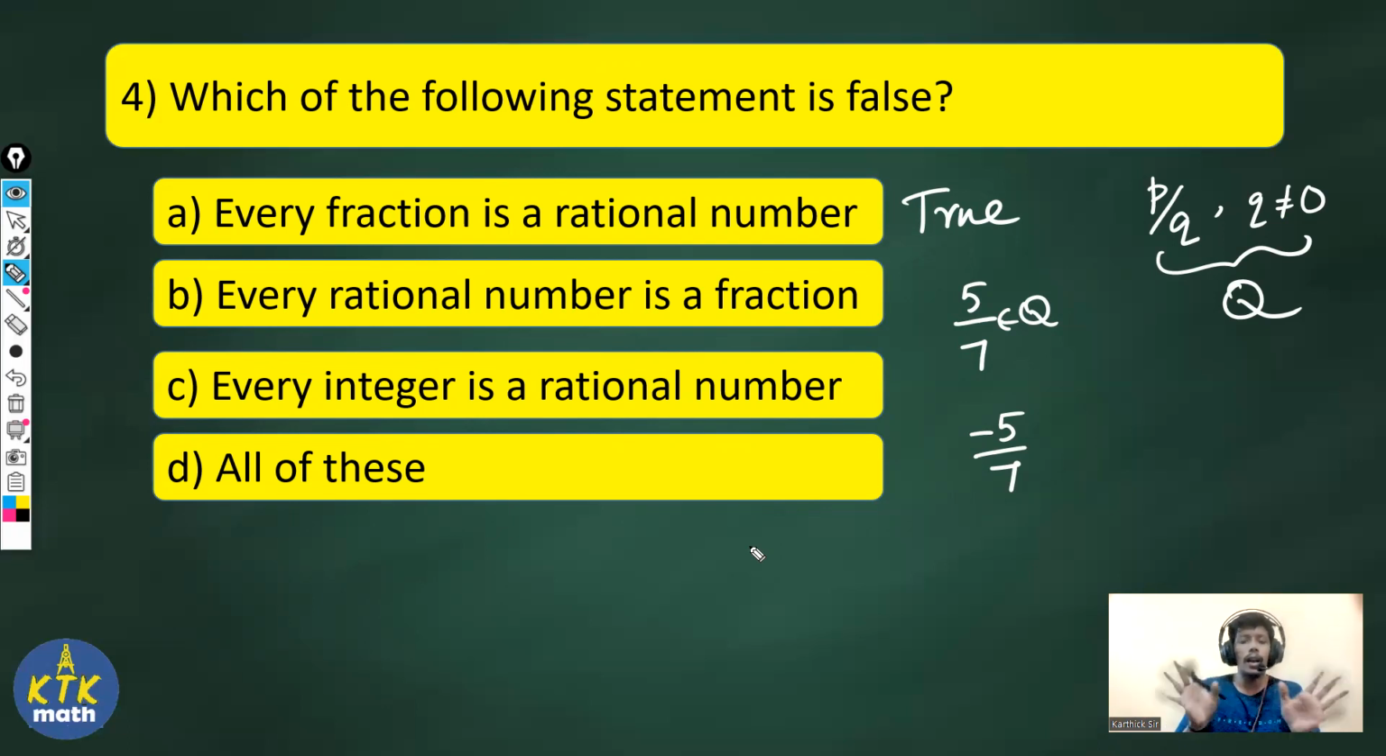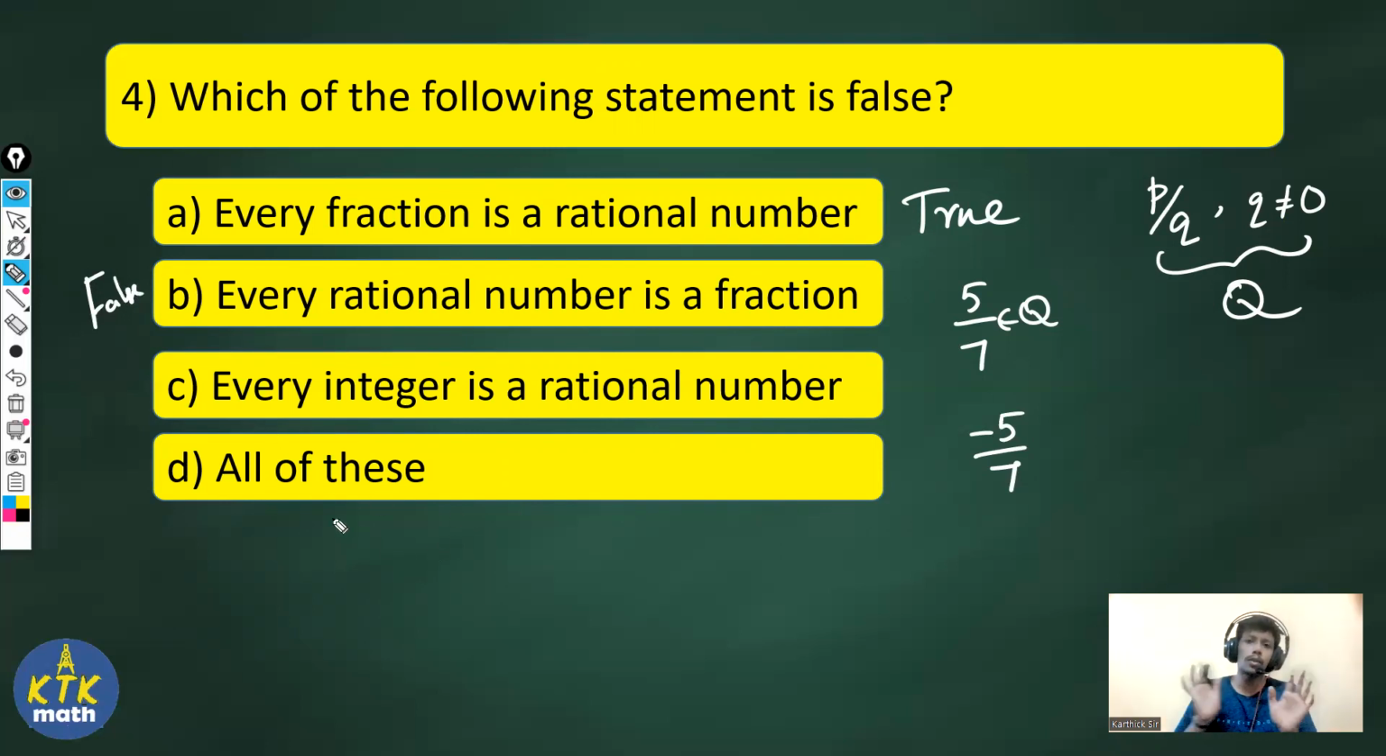So the generalized statement is that fractions together with the negatives can be considered as rational numbers. Fractions don't involve negative terms. Therefore, your option B is false. So we got the answer in B itself.